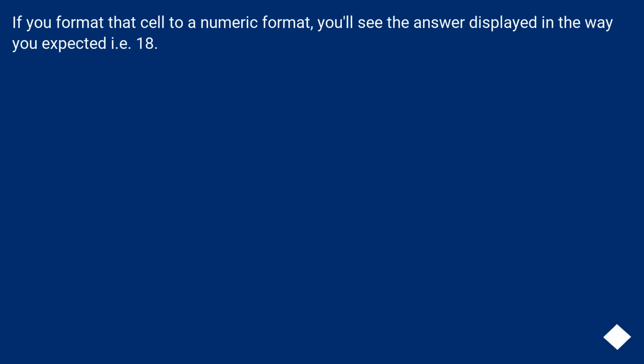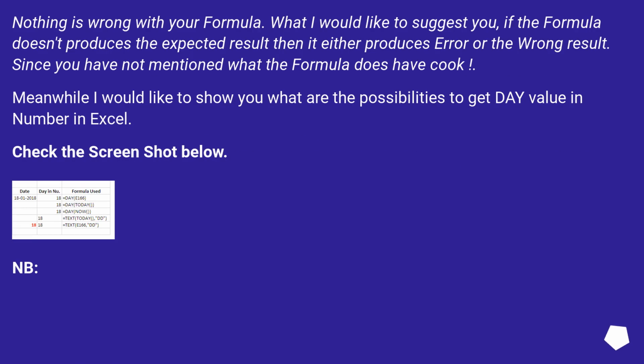If you format that cell to a numeric format, you'll see the answer displayed in the way you expected, i.e., 18. Nothing is wrong with your formula. What I would like to suggest is, if the formula doesn't produce the expected result, then it either produces an error or the wrong result. Since you have not mentioned what the formula does, meanwhile, I would like to show you the possibilities to get the day value as a number in Excel. Check the screenshot below.